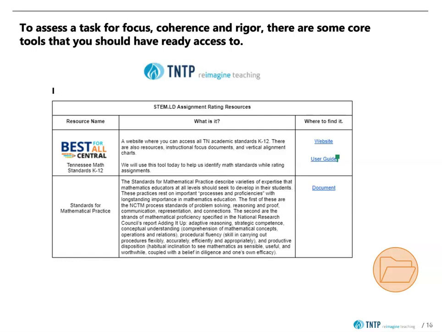You will want to have the Tennessee math standards handy so you can view the actual language of the standards. This can help you to determine if content of the assignment is grade level appropriate and fully reflects all aspects of the standards being addressed. It can also help us determine the appropriate aspects of rigor. You can access the Tennessee standards by clicking on the link in your document next to the Best for All Central. You can click on the website there.